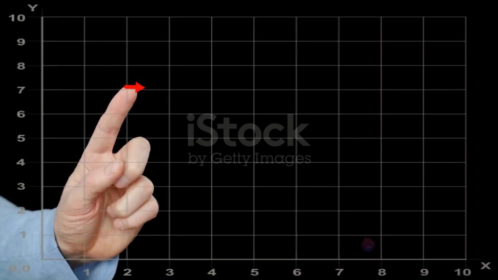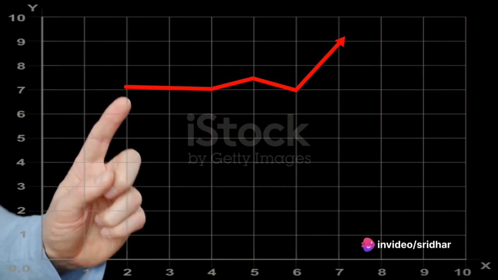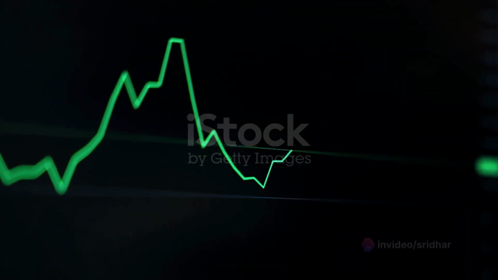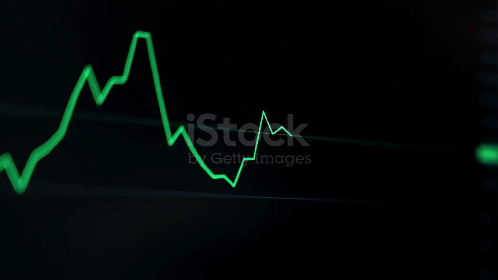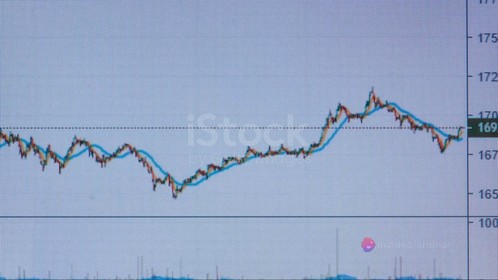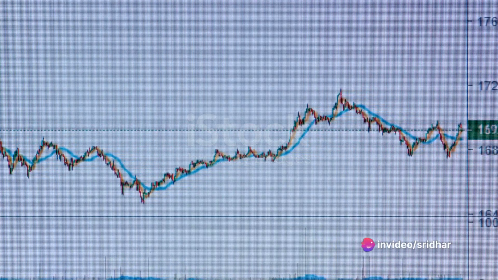Once we've pinpointed our high and low points, it's time to draw the Fibonacci retracement levels. This isn't as daunting as it sounds. Most trading platforms have a built-in Fibonacci tool. You simply select the tool, click on the high point, and drag the line down to the low point. And voila, your retracement levels magically appear on your chart.